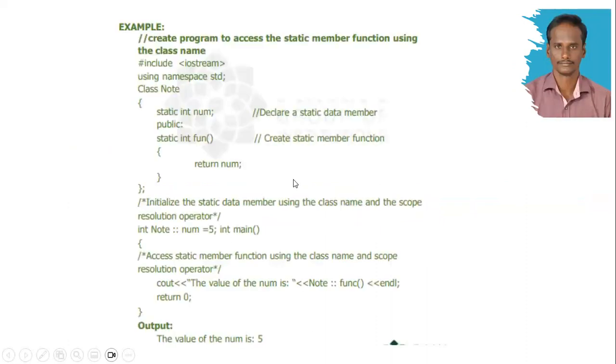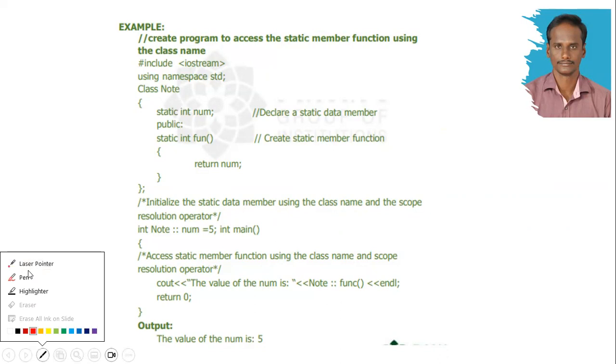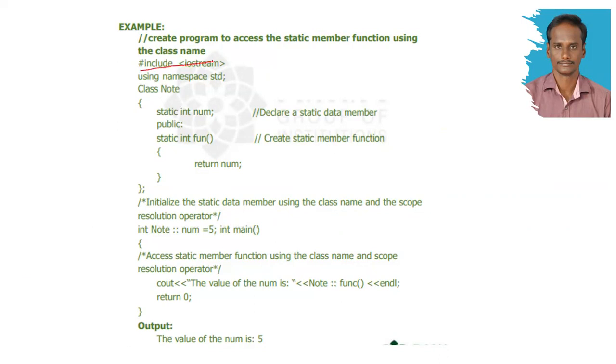Next, let us see an example. Please remember the points we have discussed while I'm explaining this example, then only will you be able to understand it. Otherwise, it is somewhat difficult. We know that initially we have to include iostream.h.